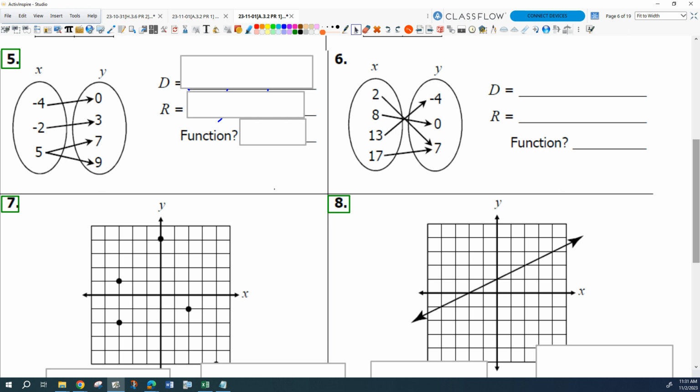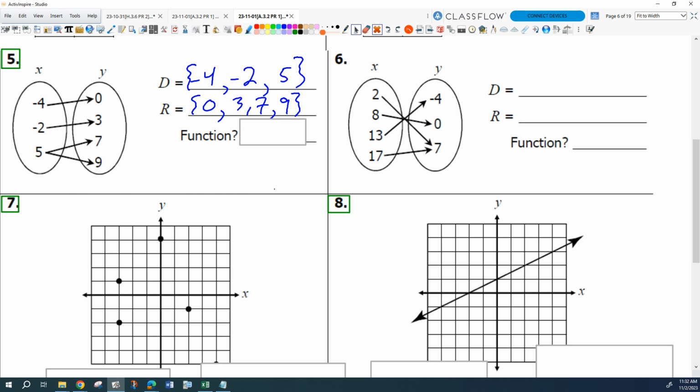How many values are there in the domain? What do you think? How many values are in the domain? No. So you guys need to probably turn around and pay attention, huh? Yeah. 3. 3 values in the domain, and they are, there you go, -4, -2, 5. How many values in the range? 4.